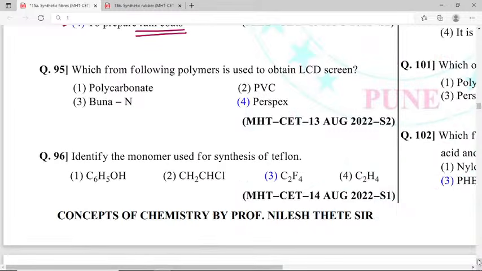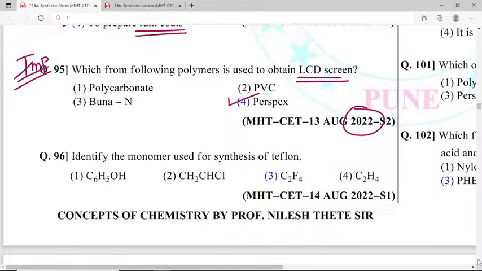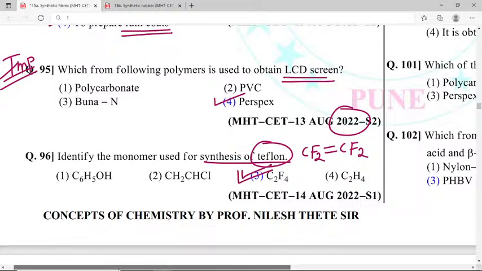Which from the following polymers is used to obtain the LCD screen? LCD screen, that's perfect. This is very important. Again, this is not an IMP question, it is a question from 2022. Identify the monomer used for synthesis of Teflon. So Teflon: CF2 double bond CF2. These are the monomers. So this is C2F4. C2F4 is your answer, for Teflon.